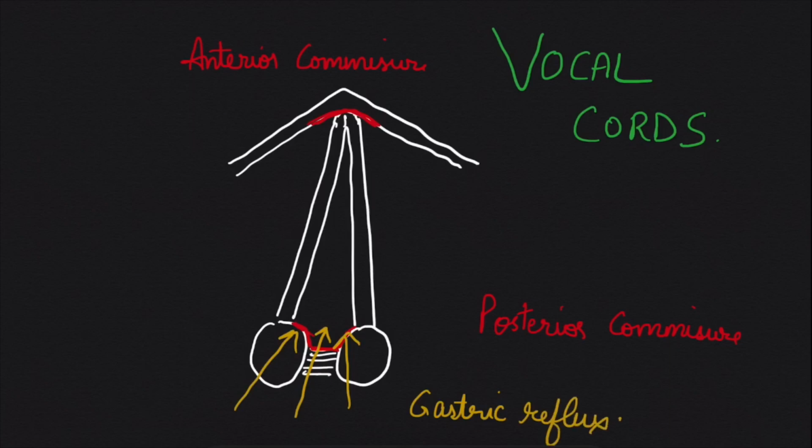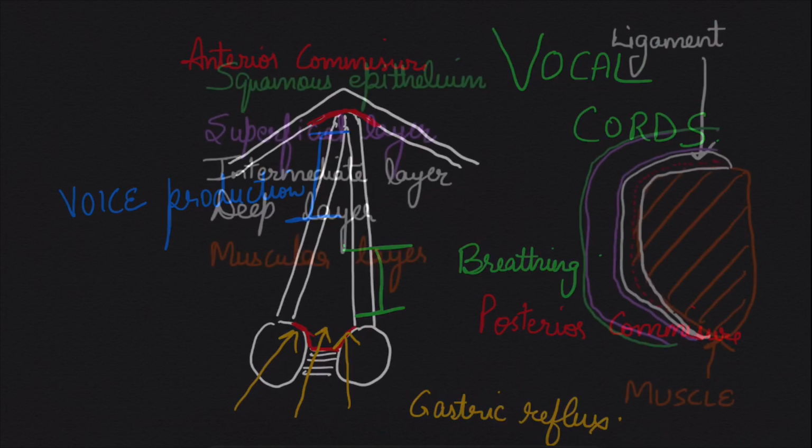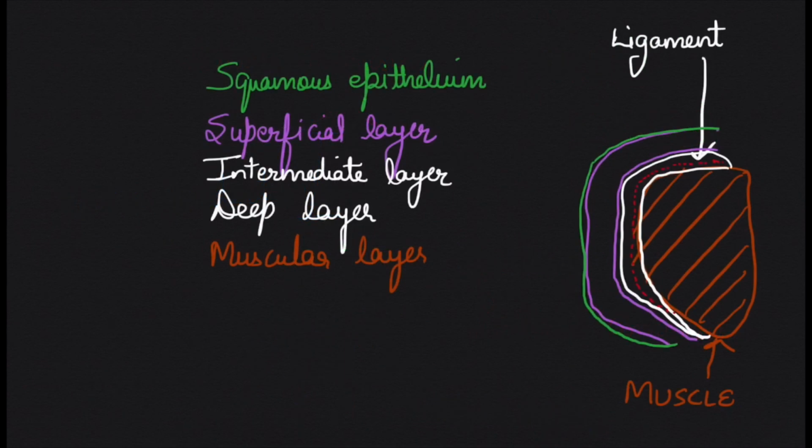Now the anterior commissure, their attachment is fixed and they do not move over there. Posterior commissure is the area where they move because they are attached to the arytenoid and the arytenoid moves. Now this posterior commissure is actually prone to injury by gastric reflux because the esophagus lies adjacent. Now the anterior 2/3 part of this vocal cord is responsible for voice production, and this posterior 1/3 part is responsible for breathing. So any disease or mass in the anterior part will cause speaking difficulty or change in voice or hoarseness, and any disease in the posterior part will cause difficulty in breathing.